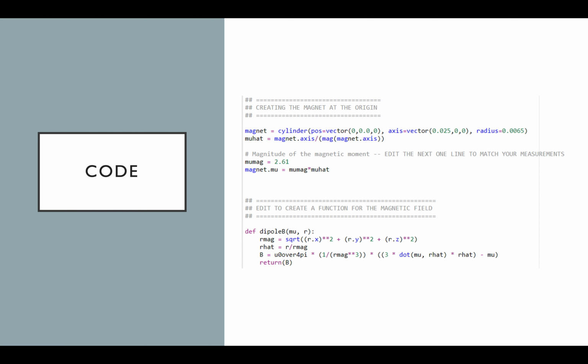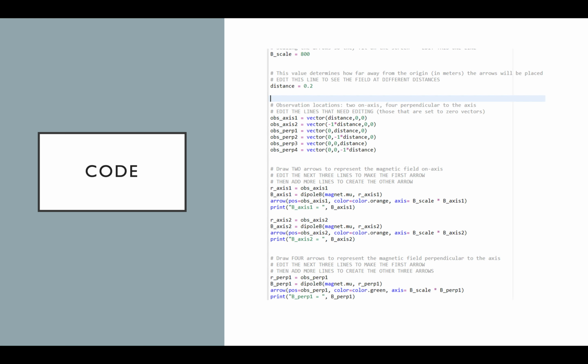Here is the code. In this slide, I created the magnet at the origin by inserting the magnitude of the magnetic moment, which was 2.61, in order to develop a function of the magnetic field. In this slide, I created the observation locations and created arrows to represent the magnetic fields, and those are shown later in the computational slide.